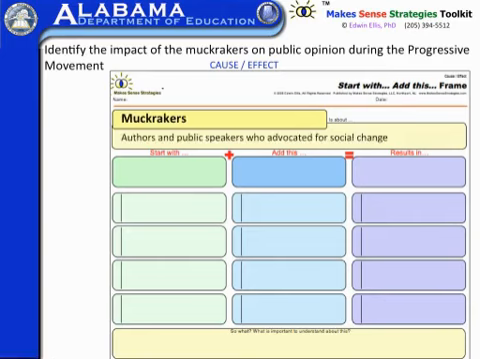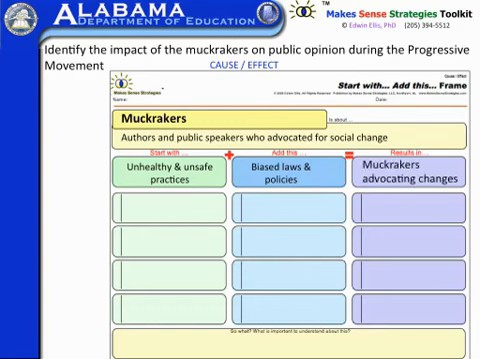For an example, muckrakers were authors and public speakers who advocated for social change. You started with some really unhealthy and unsafe practices, and then we'd list what some of those were. Then we'd add all the biased laws and policies that discriminated against people of color and race and so forth. That resulted in the muckrakers getting busy and advocating a number of changes. We would identify one of the many major things they did here. So that's how I might set that up.